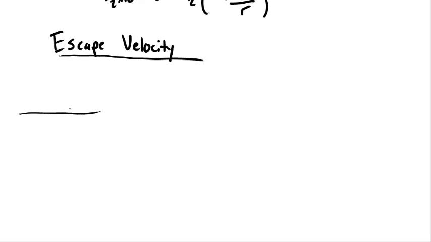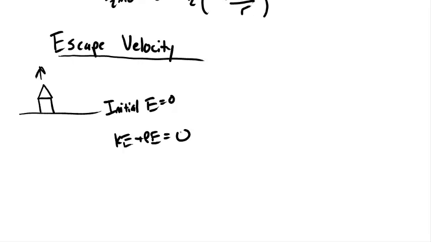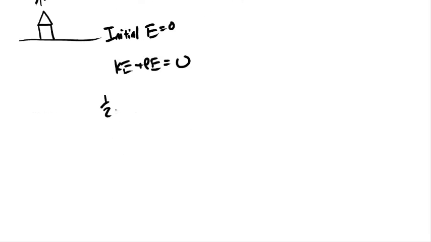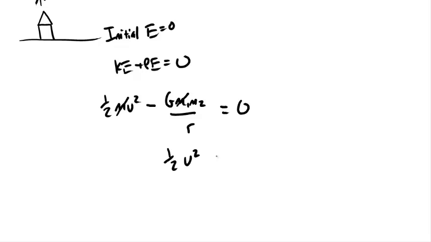So what we start off with is, if we have this object here, we're going to launch it off into space. Just to make it easier to look at, we're going to start with initial energy of 0. So we say its kinetic energy plus potential energy, relatively speaking, will be 0. And if we do that, then we're going to say 1/2 mv squared, sorry, minus negative G m1 m2 over r equals 0. I can cancel out one of these masses.